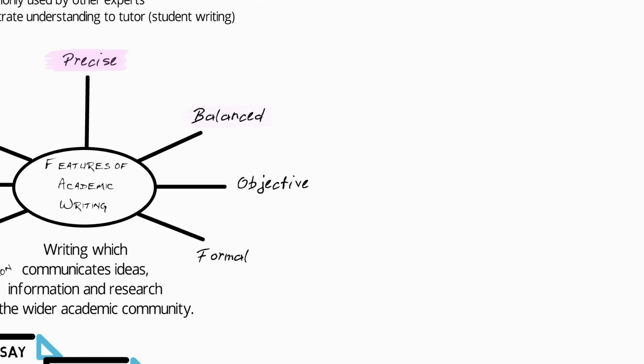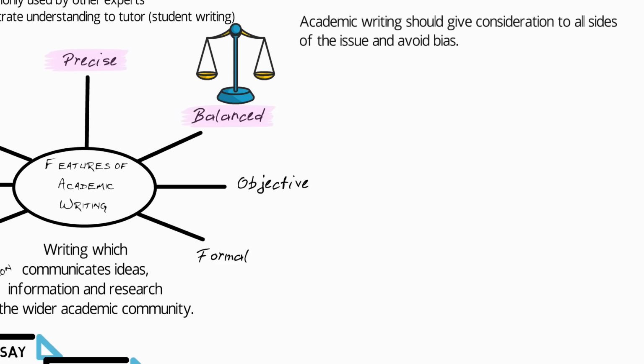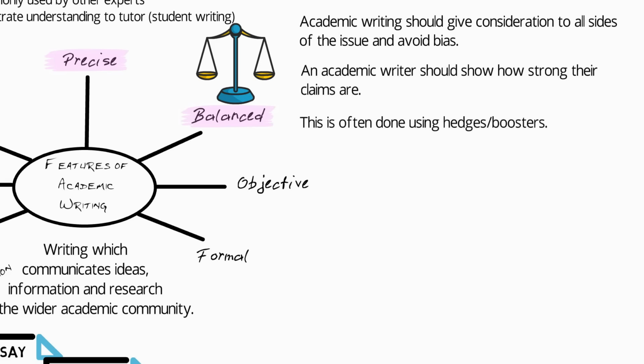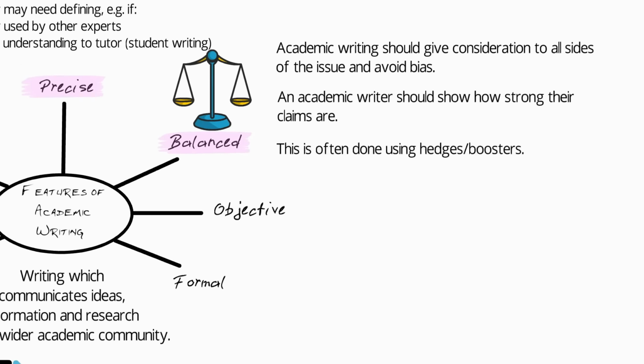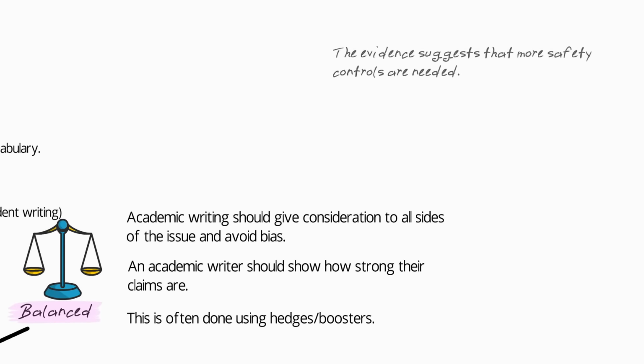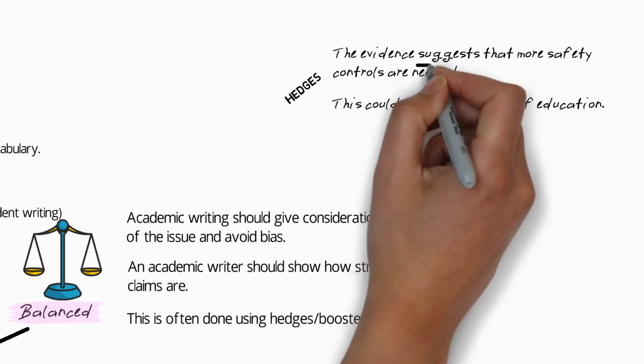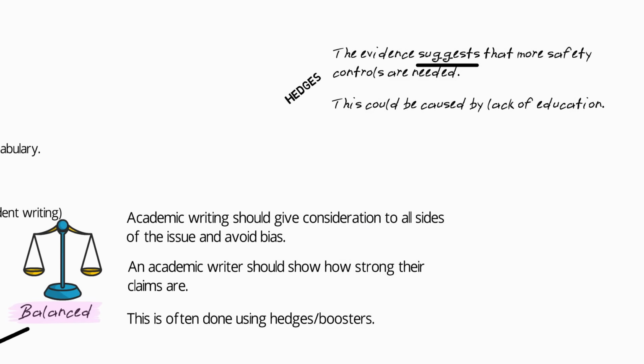Next, academic writing should be balanced. This means that academic writing should give consideration to all sides of the issue and avoid being biased. Additionally, an academic writer should show how strong their claims are. And this is often done using hedges or boosters. For example, the evidence suggests that more safety controls are needed. Or this could be caused by lack of education. So the word suggests is a way of hedging or making this statement less certain. And so is the word could. And these sentences could be written more strongly.